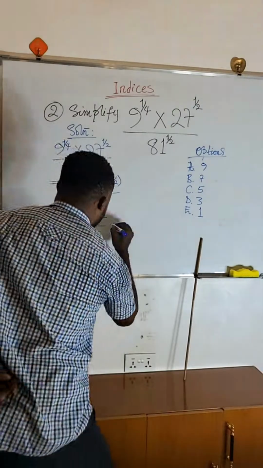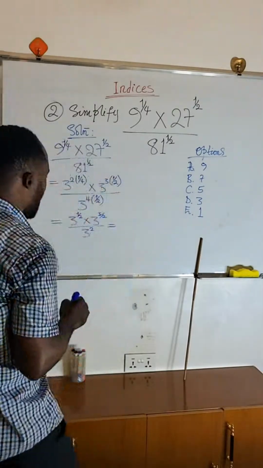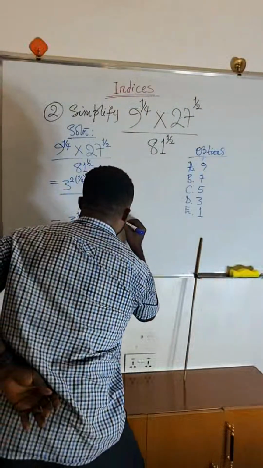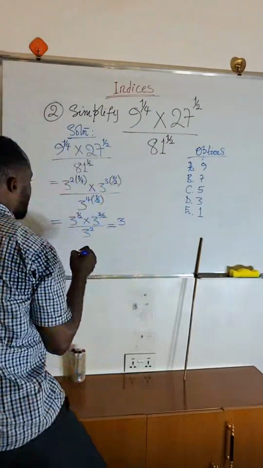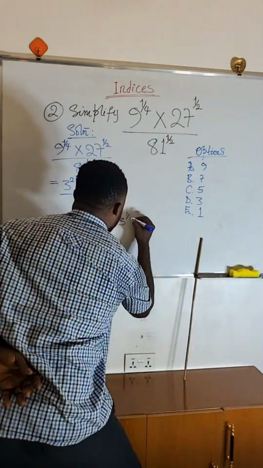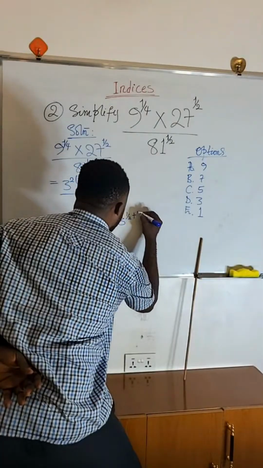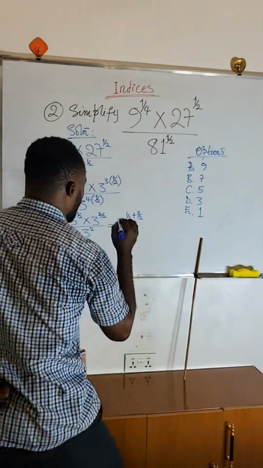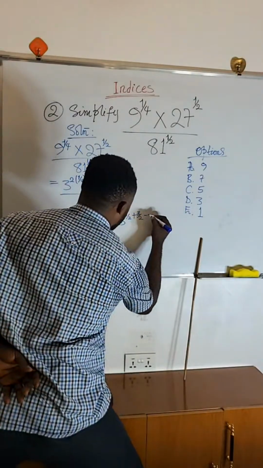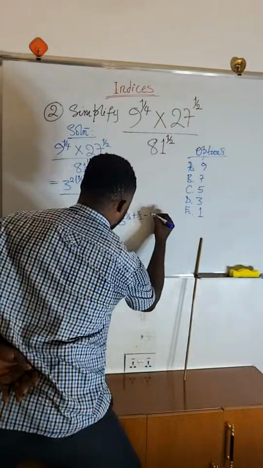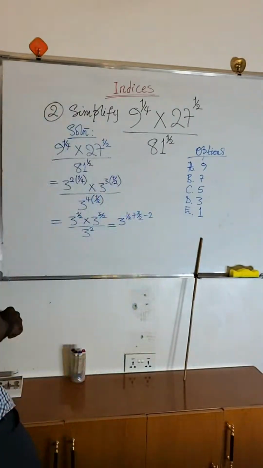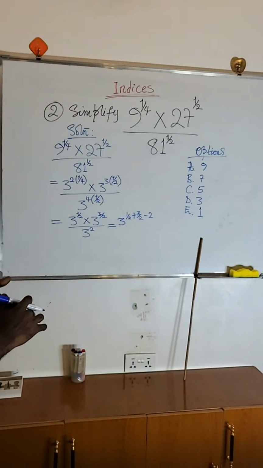Then, in the next step, we are going to add these powers. Okay? That will be 3 raised to the power of 1 over 2 plus 3 over 2, and then minus 2. Can you see that? Okay, let's go.